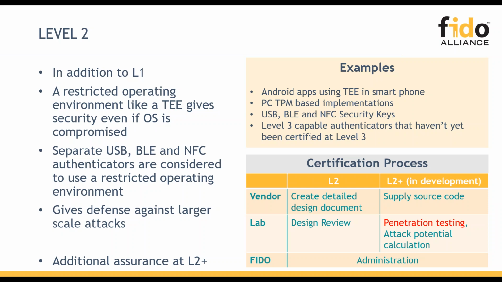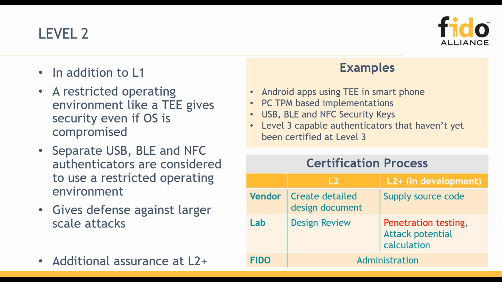And at level 2, we start looking at defenses against larger scale attacks. In addition, level 2+ is where we start getting into what I will describe a little later, requirements for a companion program. And I'll describe that in a few slides. Some examples for level 2 and 2+ are Android apps that are using the TEE within the smartphone, the PC TPM-based implementations, security keys that support the transports, and then also, as mentioned before, level 3 capable authenticators that haven't applied for or achieved level 3 at this point in time.